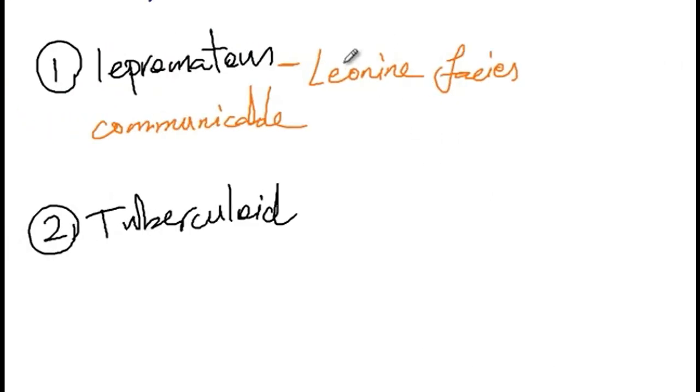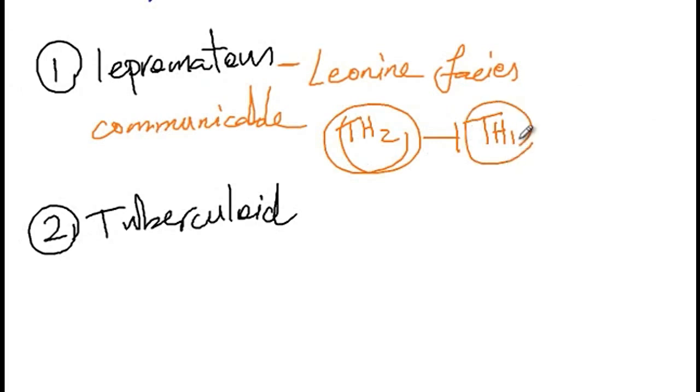Now with the lepromatous form, the body induces the Th2 humoral response, and the Th2 will block the Th1 response, which is the cellular response. Therefore, since the cellular response is downregulated in these patients, they would have difficulty clearing the infection.